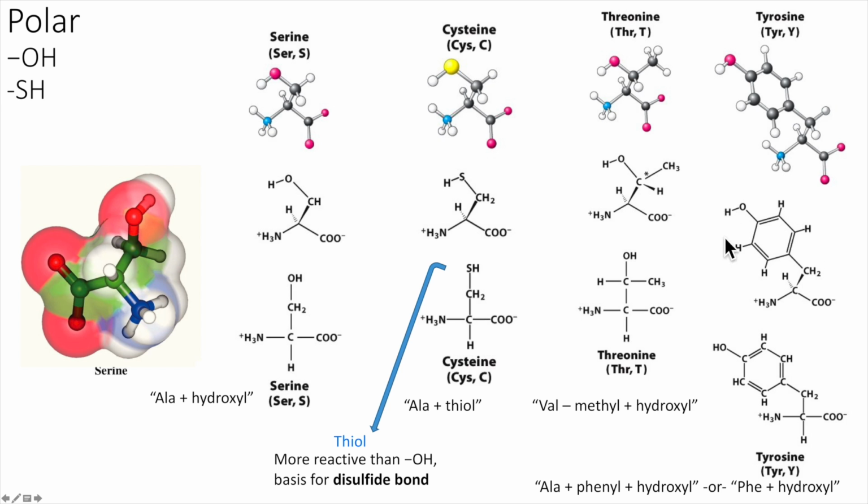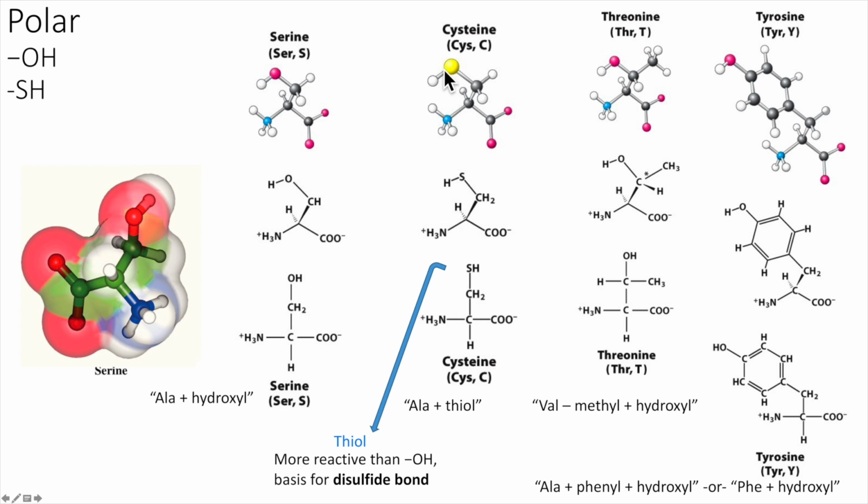Tyrosine here is like alanine plus phenylalanine plus a hydroxyl group. If you were to remove this hydroxyl group and put a hydrogen there, that would be phenylalanine. So the only difference between tyrosine and phenylalanine is that hydroxyl group, but that hydroxyl group is really important. This cysteine group is essentially a serine, but instead of oxygen, it is a sulfur. We call that a sulfhydryl group or a thiol.